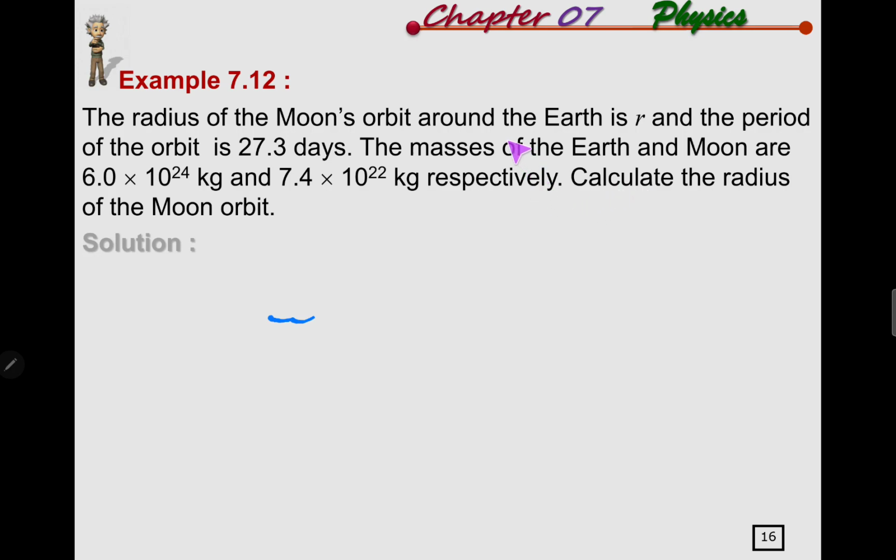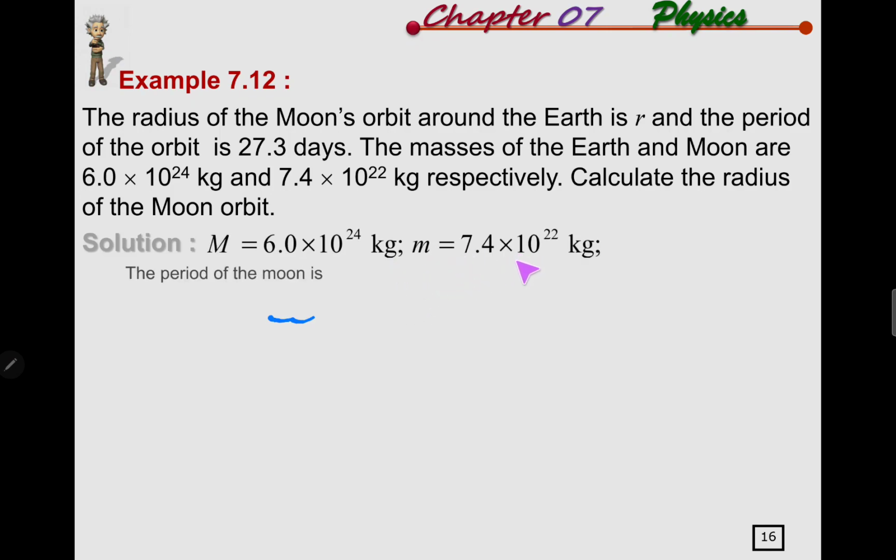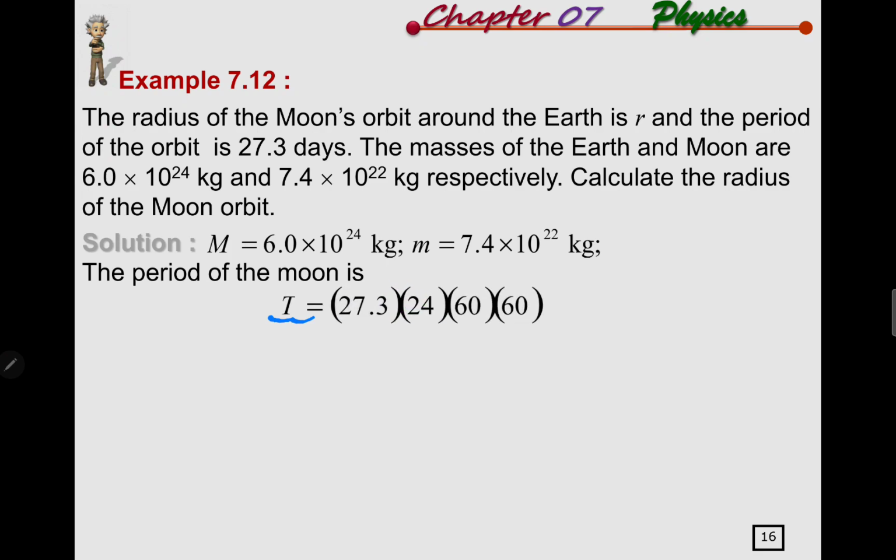Next, example 7.12, which will be the last example. For this one, given the radius of the moon's orbit around the earth is r, and the period is given, 27.3 days. The masses of the earth and moon are both given respectively. They want us to calculate the radius of the moon's orbit. So the information given: mass of earth, mass of moon, and the period given in days, which we convert into seconds, ending up with 2.36 times 10 to the power of 6 seconds.